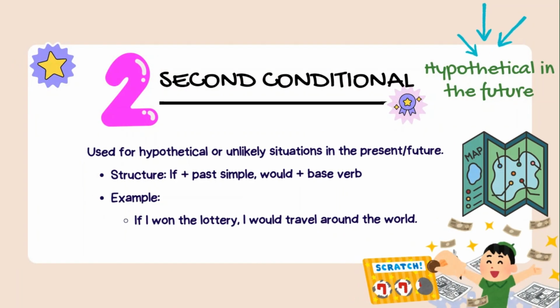Okay, next we have the second conditional, which is used for hypothetical or unlikely situations that are not true in the present. The structure is if plus past simple plus comma plus would plus the infinitive verb. The example is, if I won the lottery, I would travel around the world. But it can also be said like this: I would travel around the world if I won the lottery, without the comma in between.